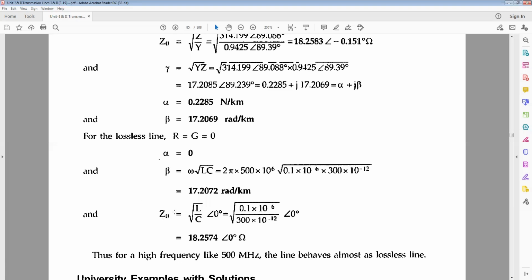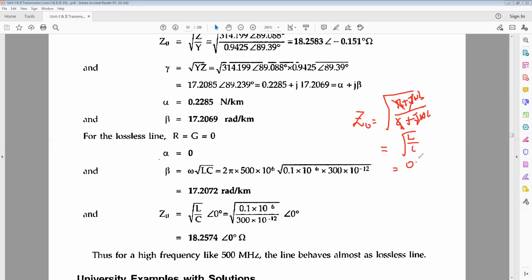And Z0, after neglecting the values of R and G, the characteristic impedance Z0 is equal to under root of R plus J omega L by G plus J omega C. R is 0 and G is 0, then the J omega gets cancelled. It becomes root of L by C.